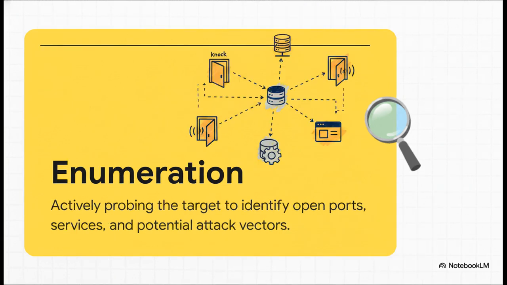Next, we move into enumeration. This is where you get a little more active. It's like you're knocking on the doors, checking which ports are open, figuring out what services are running on them. You're actively building a map of all the potential ways in.